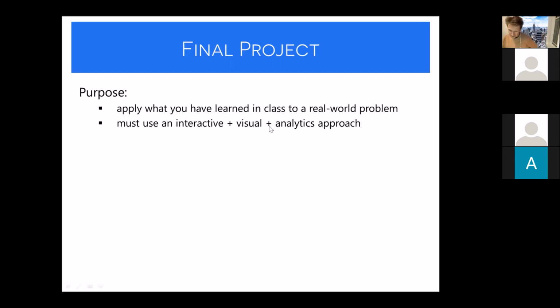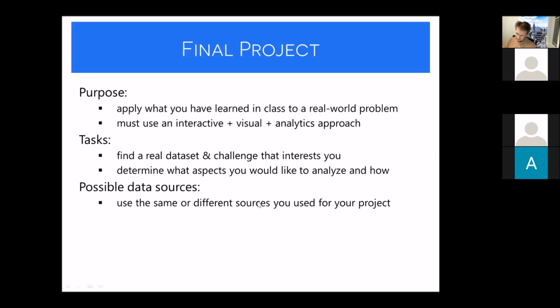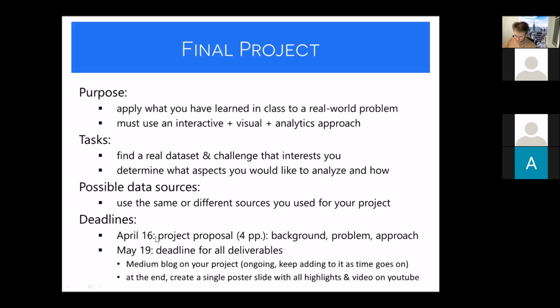So the first task is to find a real data set and a challenge that interests you, right? Maybe you've already found real data sets that you like. Maybe you don't like the data set that you found for the first labs. Find another one. I'll give you some ideas on good topics in the next slide. Okay, and then determine what aspects you would like to analyze and how. This is what you're going to write in your report, in your proposal, that you're going to deliver in 2 weeks from now. So the deadline, April 16, is the project proposal. So 4 pages seem to be okay, but you can use more or less.